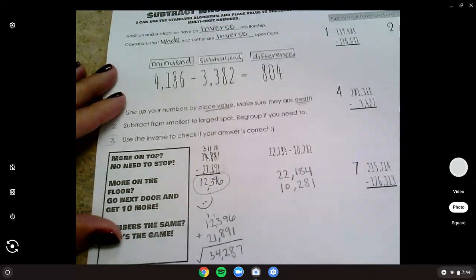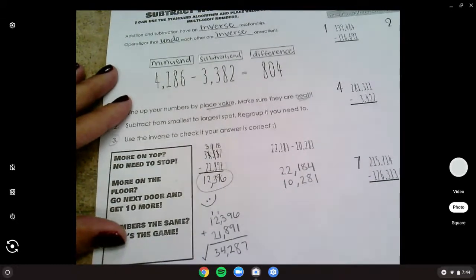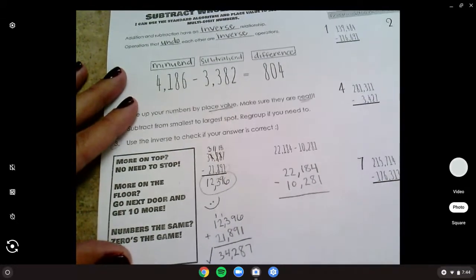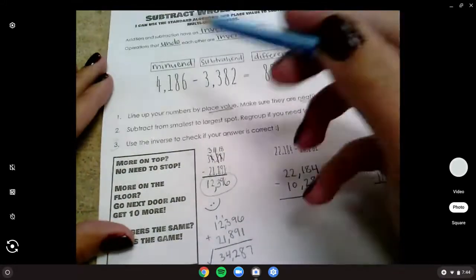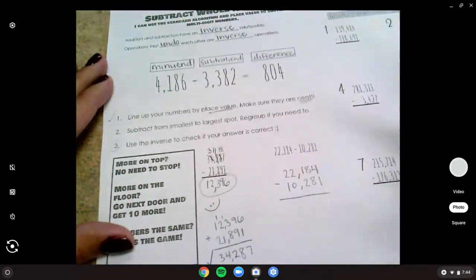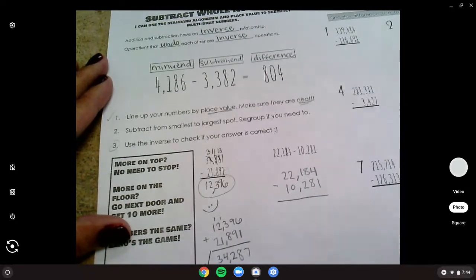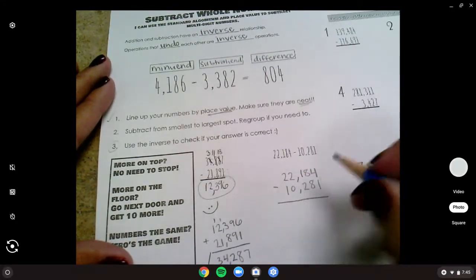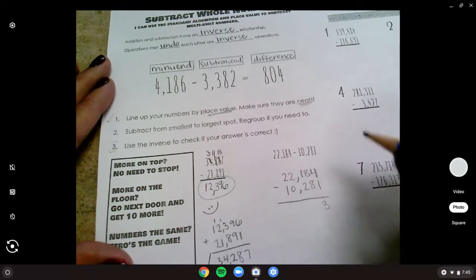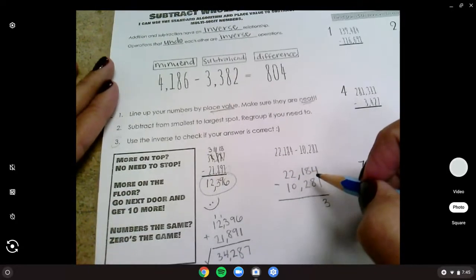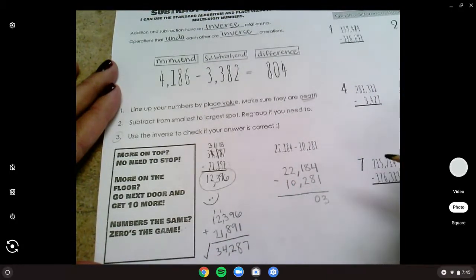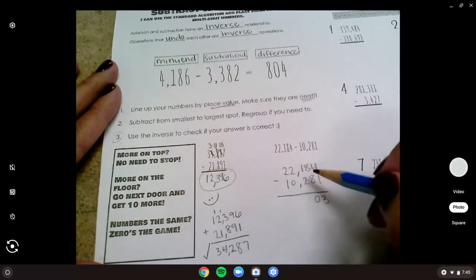I'm going to subtract 1s from my 10s, or 10s from my 100s. And I need my subtraction sign and my equal sign. Now I'm ready to go on to number 2. Subtract from smallest to biggest spots to largest spots. 4 minus 1. I can do that. 3. 8 minus 8. Ooh, my numbers are the same. So zeros, my game. 1 minus 2.